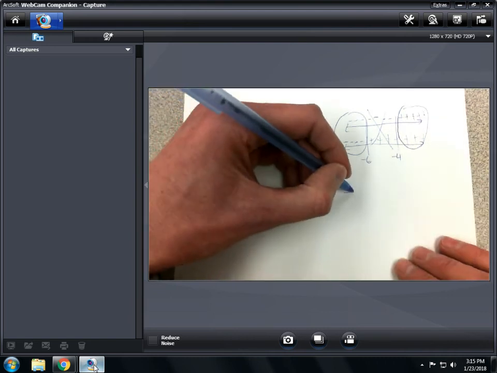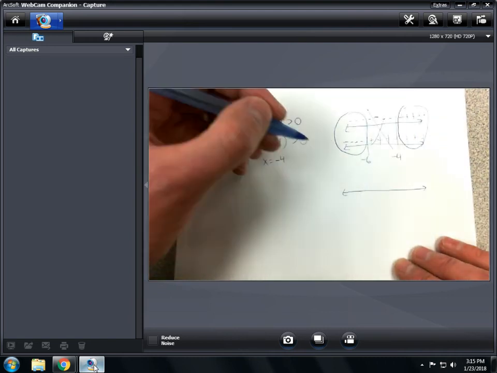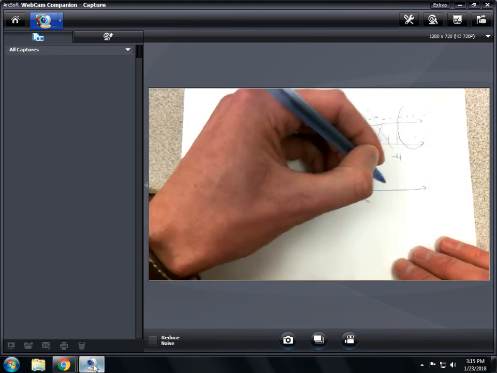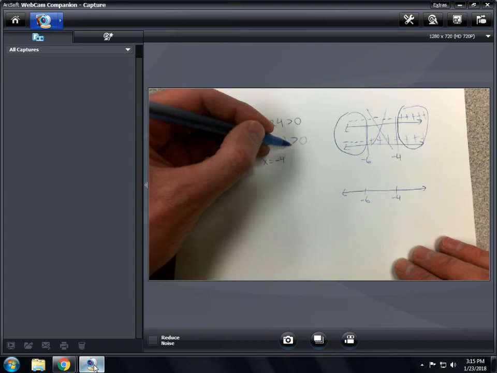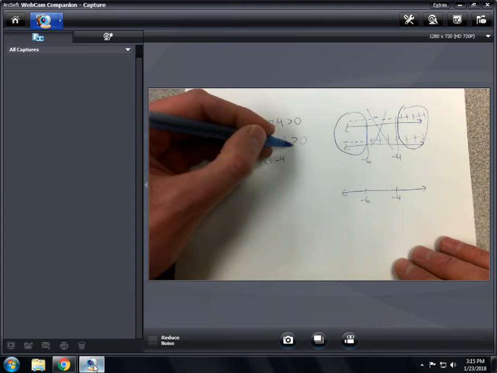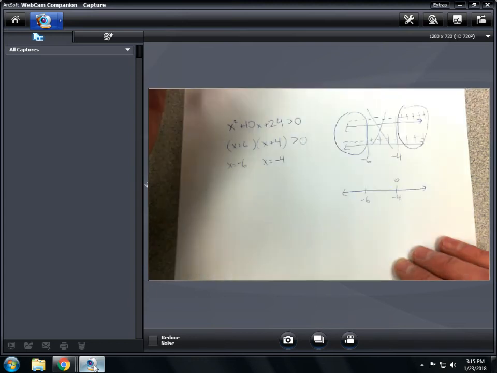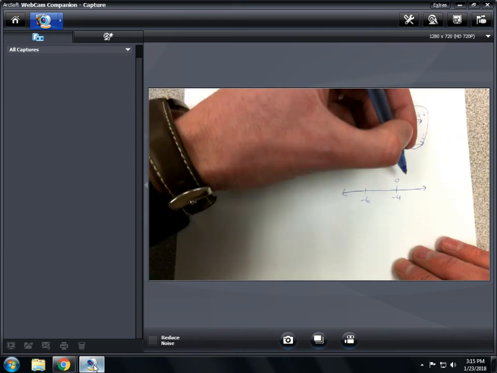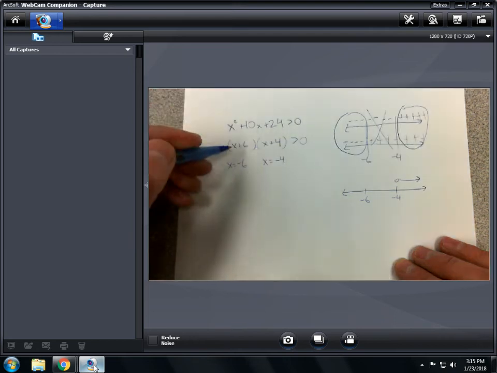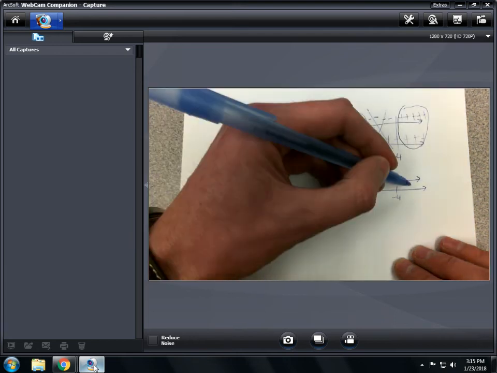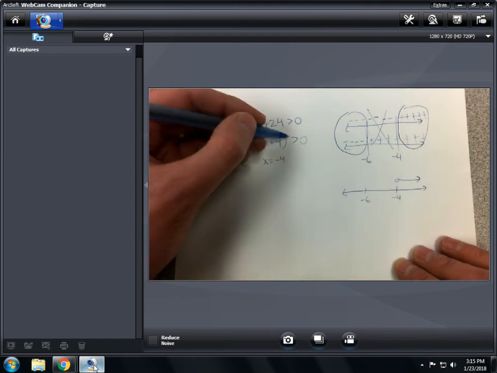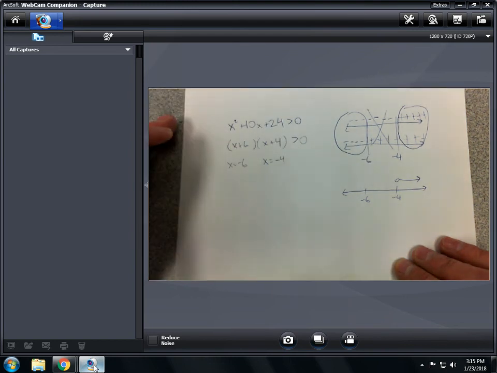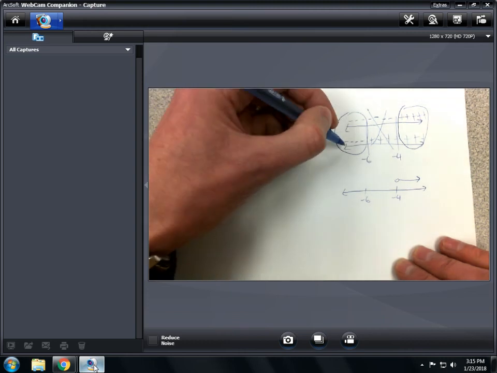Graphing them, my final graph here, this is going to be my final solution. -6, -4, not equal to 0. I don't want it to ever equal 0. I just want it to be greater than. So I'm going to use an open circle here. And if I go greater than -4, I'll get a positive solution. If I pick 1, for instance, 1 plus 4, 1 plus 6, multiply them together, greater than 0. Boom, done.